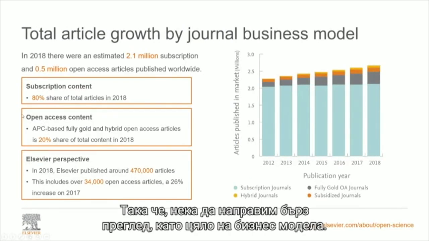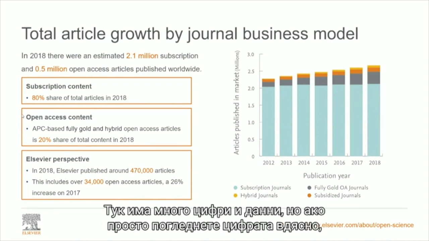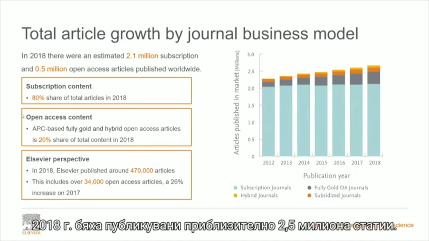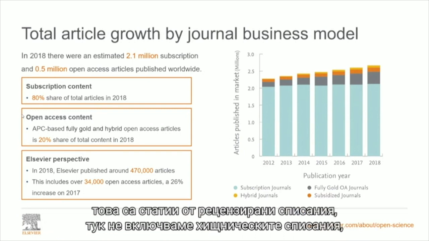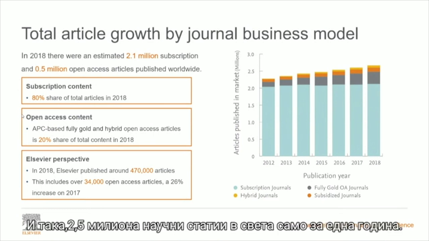So let's have a quick overview by business model. There's a lot of numbers and data in here, but if you just look at the figure to your right, currently in 2018 there were approximately 2.5 million articles published. And these are peer-reviewed journals. These are not even predatory journals. We don't even include them here. So 2.5 million scientific articles in the world just in 1 year.